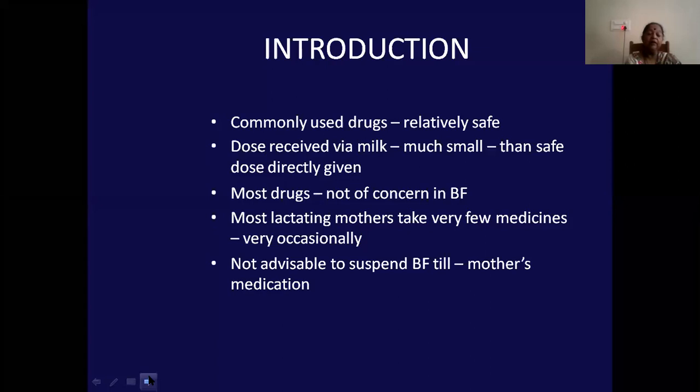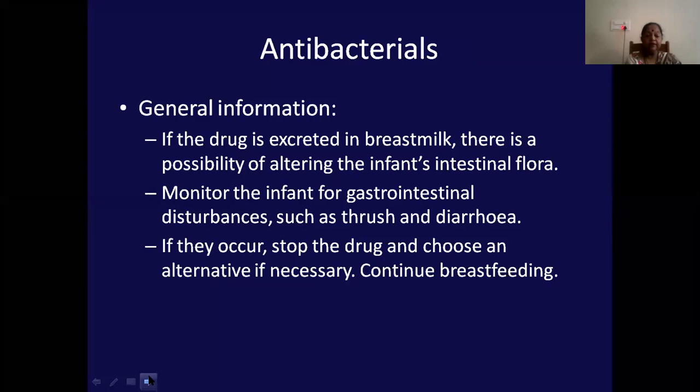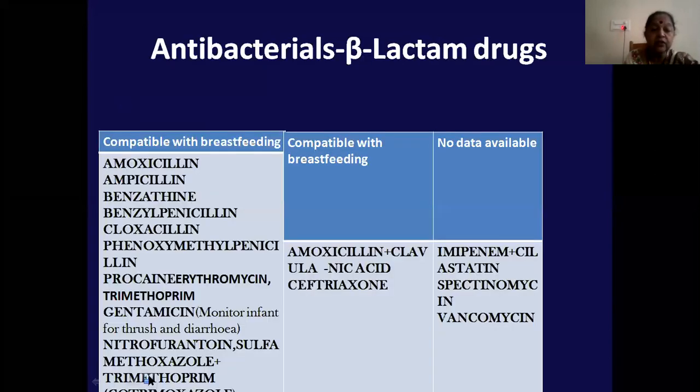We should know how many drugs are excreted in breast milk. For the drugs which are excreted, there is a possibility of altering the infant's intestinal flora. So always we say that what the mother eats goes to the baby through the breast milk. Monitor the infant for gastrointestinal disturbance such as thrush and diarrhea. If they occur, you have to stop the drug, choose an alternative if necessary, and continue the breastfeeding. These are the compatible antibiotics which can be used in breastfeeding, like amoxicillin, ampicillin, benzathine penicillin. These are the penicillins mainly.